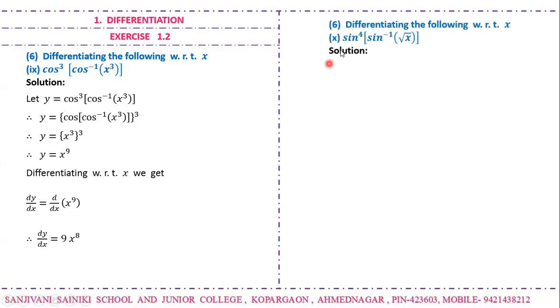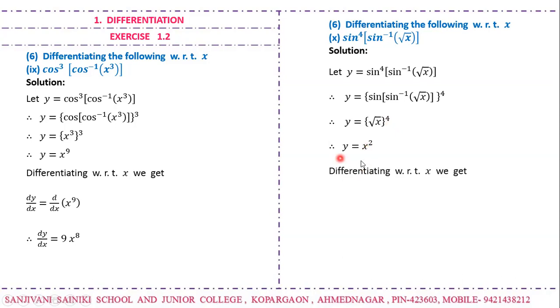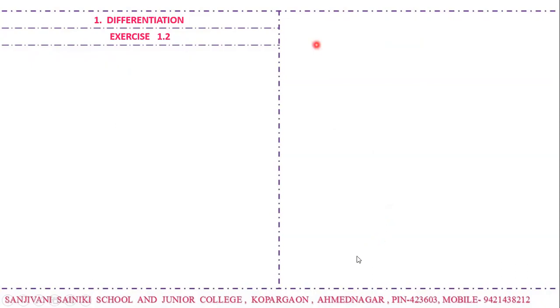The next example is sine raised to 4 of sine inverse of root x. Same as the previous one, we will take the whole bracket raised to 4, and again we will use the property sine of sine inverse of x is x. So root x raised to 4 is x square. Differentiating with respect to x, we will get d by dx of x square is 2x.